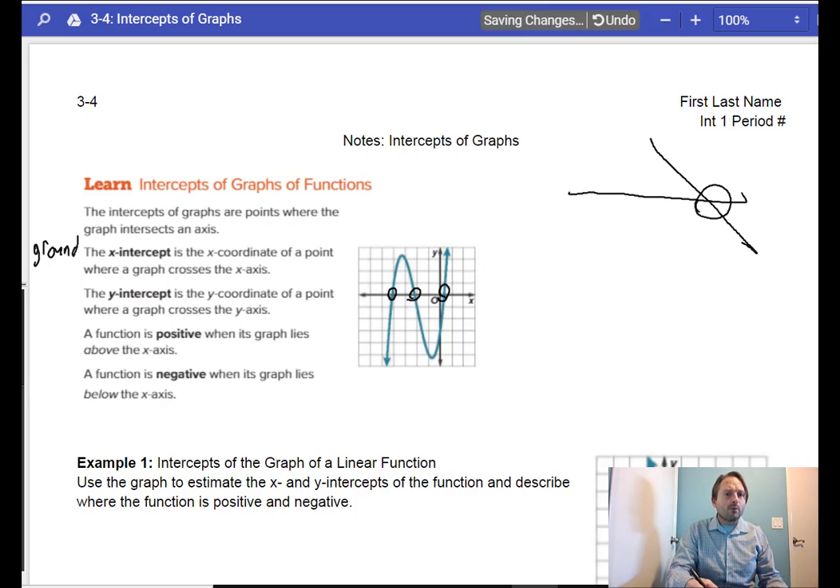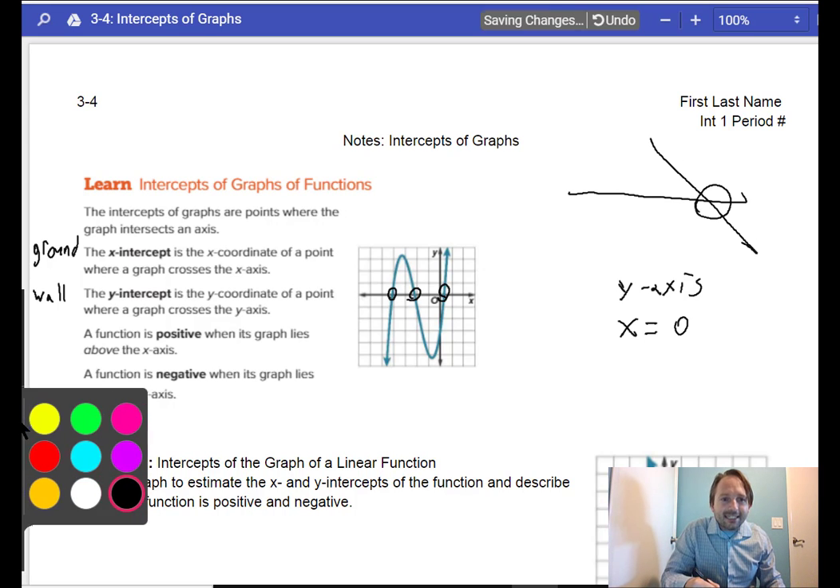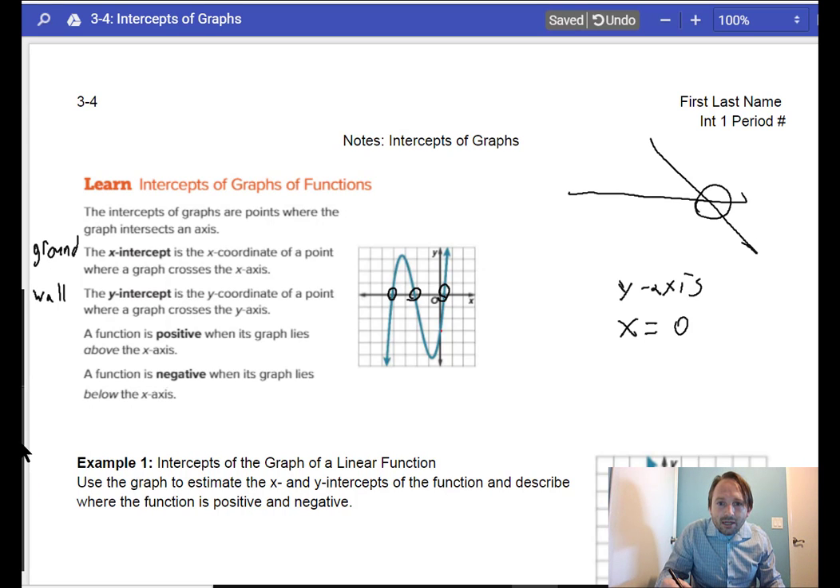Now, the next part, we have the y-intercept. What is the y-intercept? Well, the y-intercept is the wall. This is where it hits at a certain location, where x equals 0. This is the y-axis. The y-axis is when x is equal to 0. Now we can see that it hits right about here.